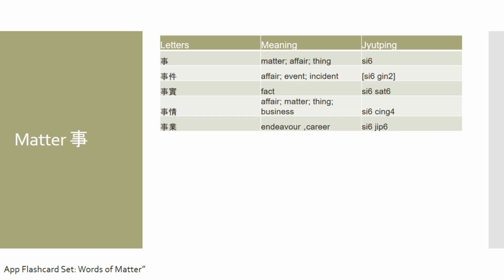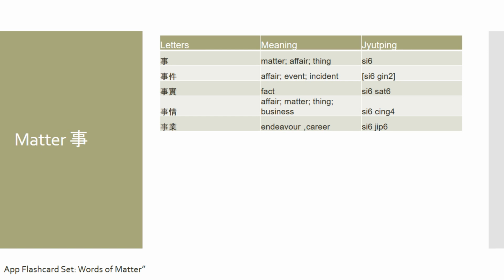The second character that I want to talk about is the character that means matter. And in Cantonese, it is pronounced si. And of course, there are several words which use this particular Chinese character. So for example, if we want to say an affair or an incident or an event, then we'd say si gin.